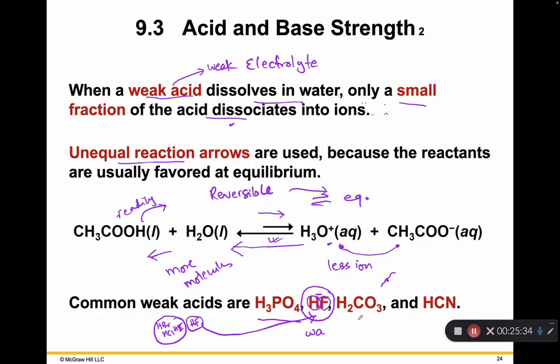Otherwise, you are fine. Another example is carbonic acid, HCN, hydrocyanic acid.